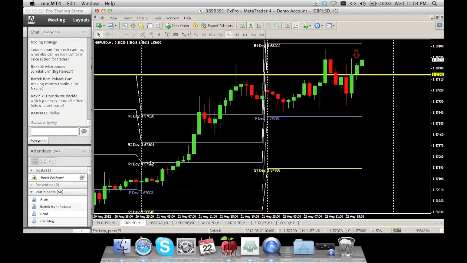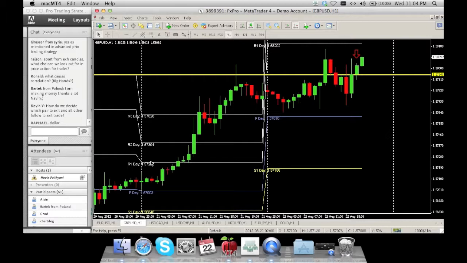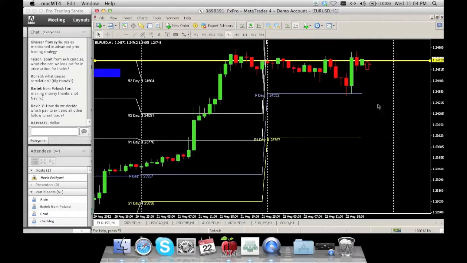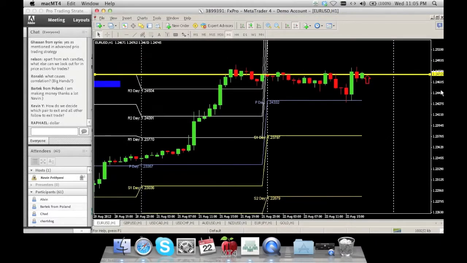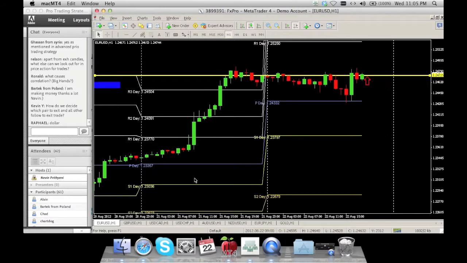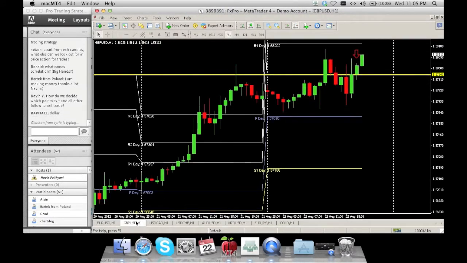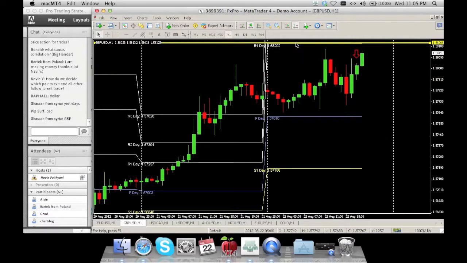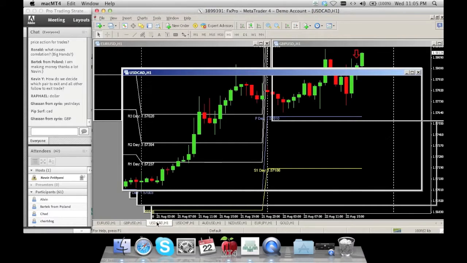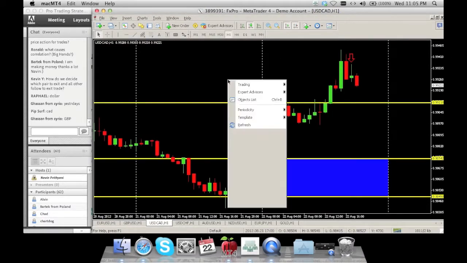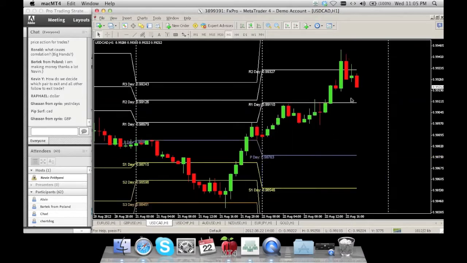Okay, Kevin, how do we decide which pair to exit and all others follow to exit? Let's take a look at this particular pair. Which is the nearest support and resistance line? Which pair has the one that's closest? Pound is all the way up here. Pip Surf says CAD. Okay, let's take a look at CAD. Where is CAD? Okay, since CAD is short, oh, there we go.